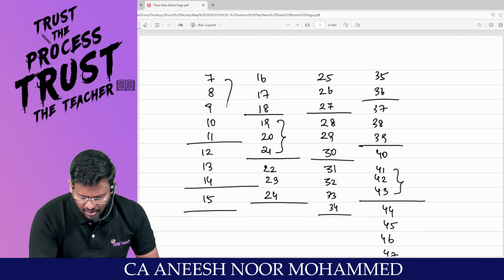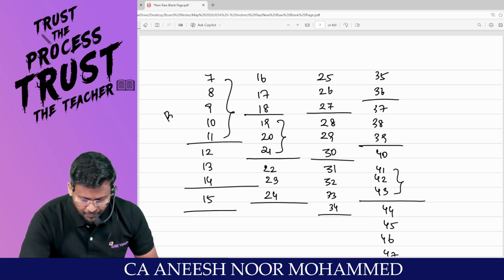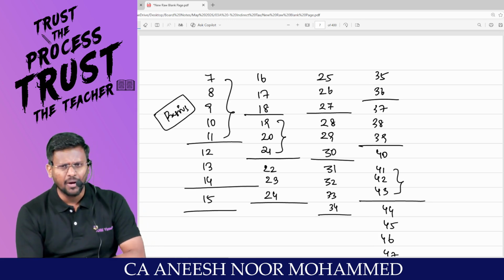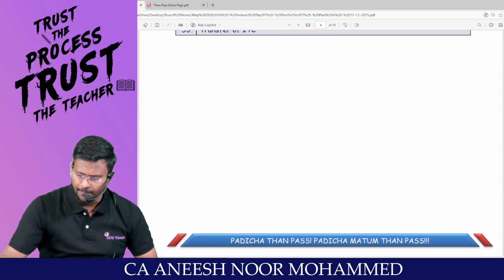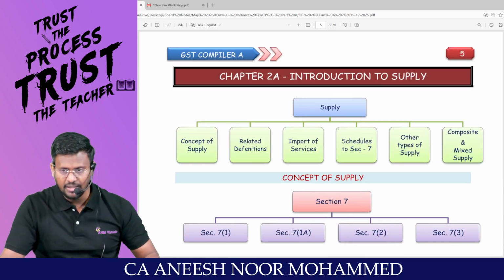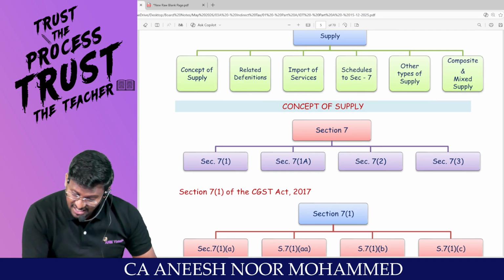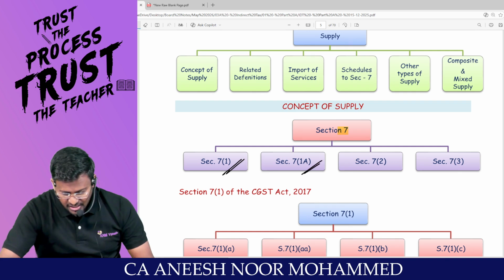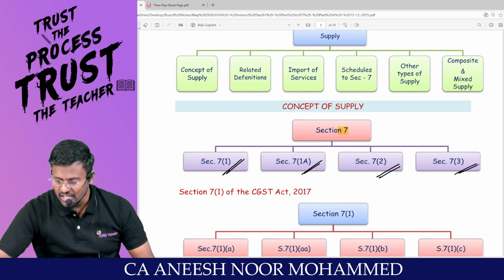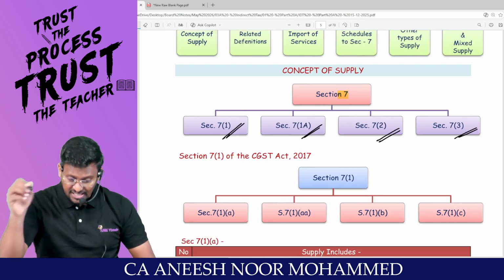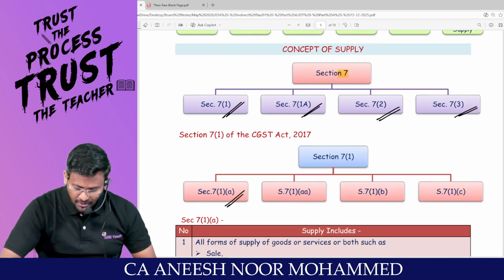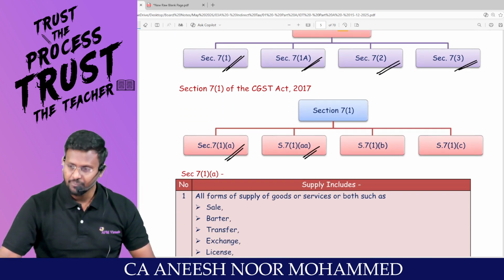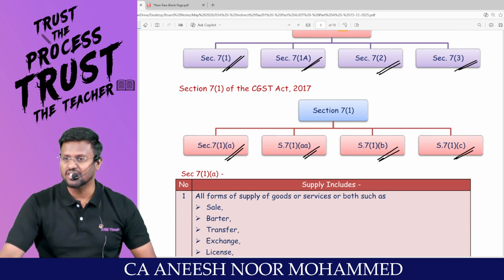Sections 7, 8, 9, 10, 11 talk about the basics. Before you start studying this subject, you should have pakka knowledge about the basics. From section 7, in the coming slot, we will be starting. Section 7 will be further classified into 4 categories: 7(1), 7(1A), 7(2), 7(3). Then 7(1) will be again classified into 4 categories: 7(1)(a), 7(1)(aa), 7(1)(b), 7(1)(c).